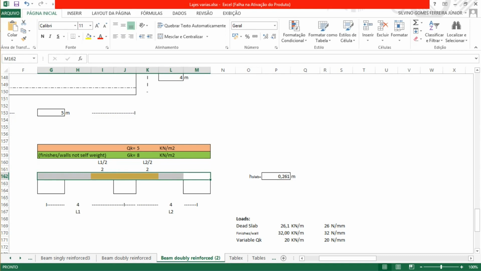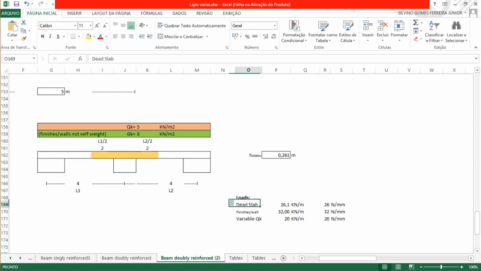For the dead load of the slab, it's basically 2 meters from this side, 2 meters from this side, so 4 multiplied by, since it's a dead load and it's reinforced concrete, the height of the slab, 0.261, multiplied by 25, that is the density of reinforced concrete. That gives us 26.1 kilonewtons per meter.